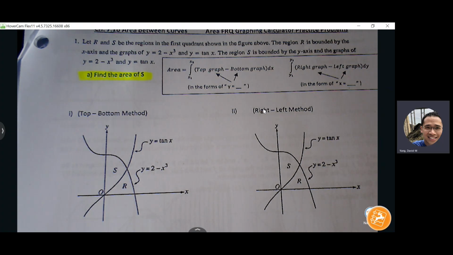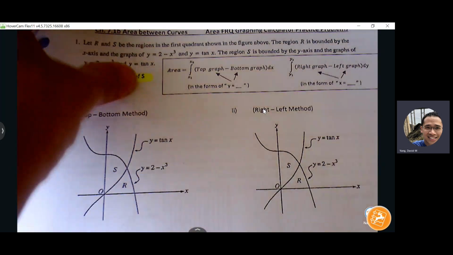So we have 2 formulas. We have either top minus bottom or right minus left. Every expression has to be a function, y equals, and everything you insert has to be in terms of x. If I want to do right minus left, my equations need to take on the form of x equals, and then everything that I insert has to be in terms of y, and my bounds are also in terms of y. But first thing is we're gonna graph.